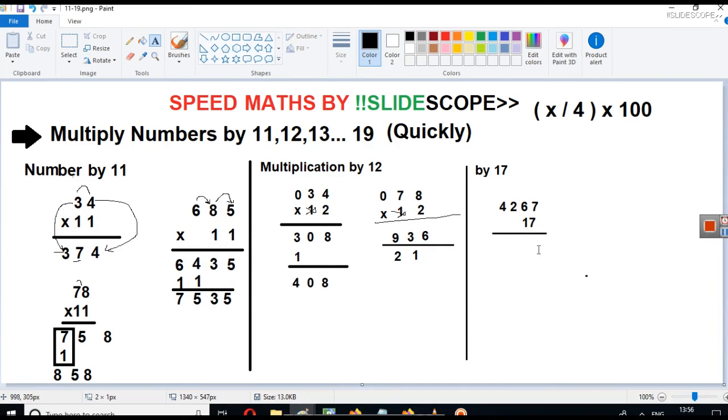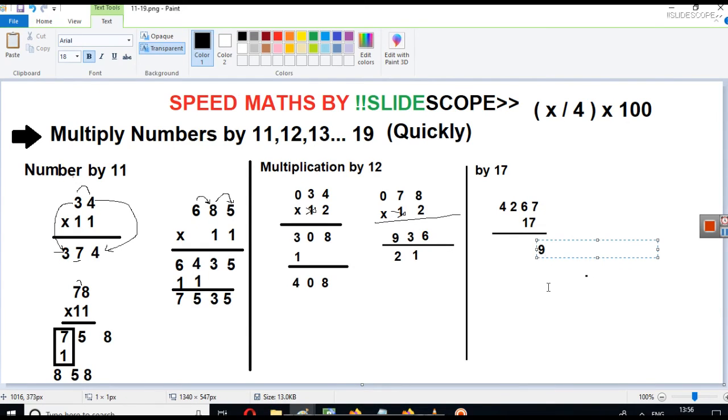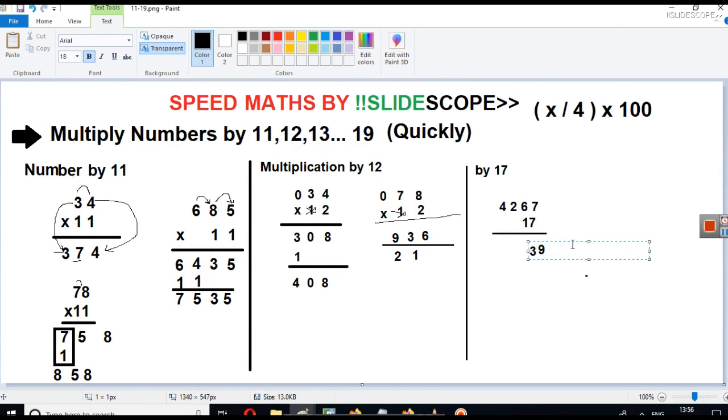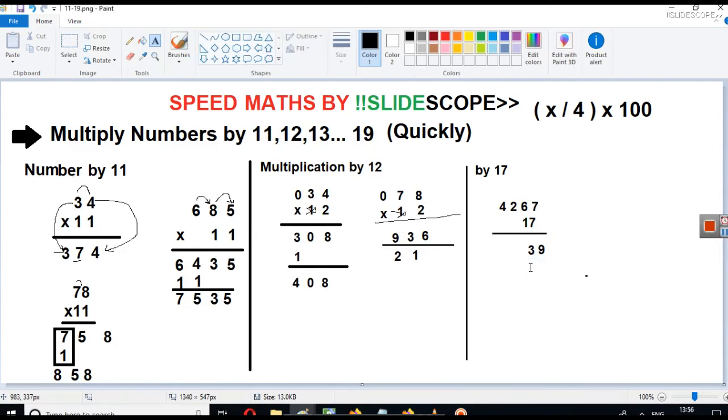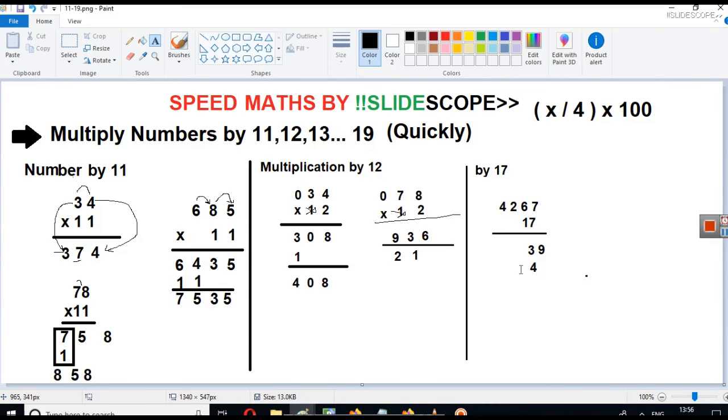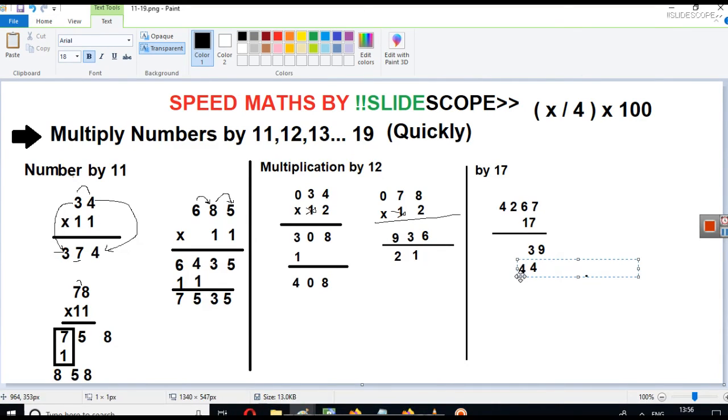First, 7 into 7 is 49, so write 9 here. 4 is carry. 7 into 6 is 42. 42 and 7 is 49. 49 and 4 carry is 53. So write 3 here. I am not writing this, but in the first case 4 was carry. In this case 5 will be carried. So first it was 49, now it's 53.